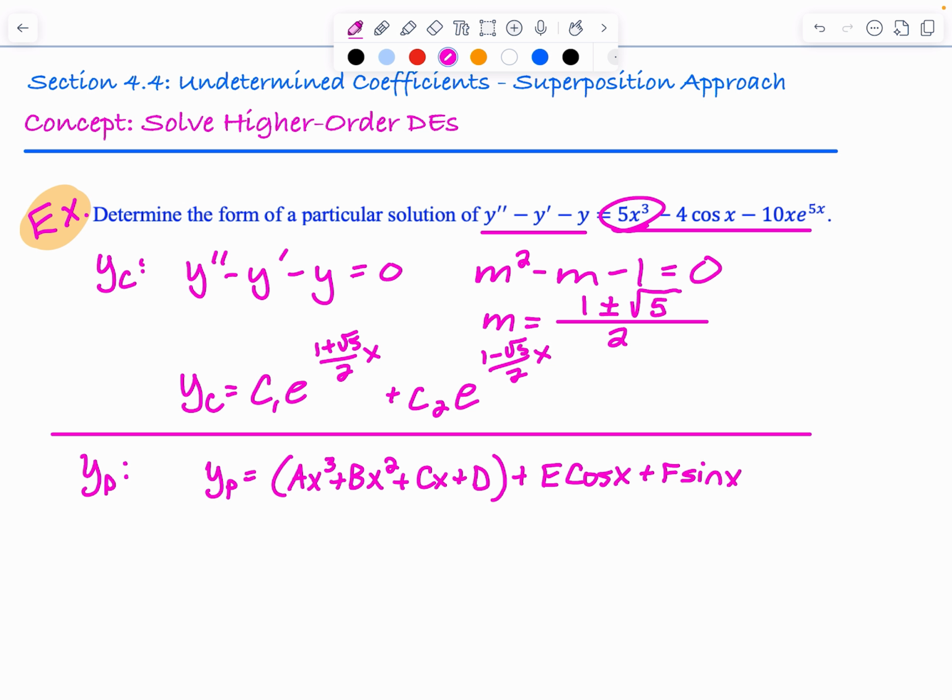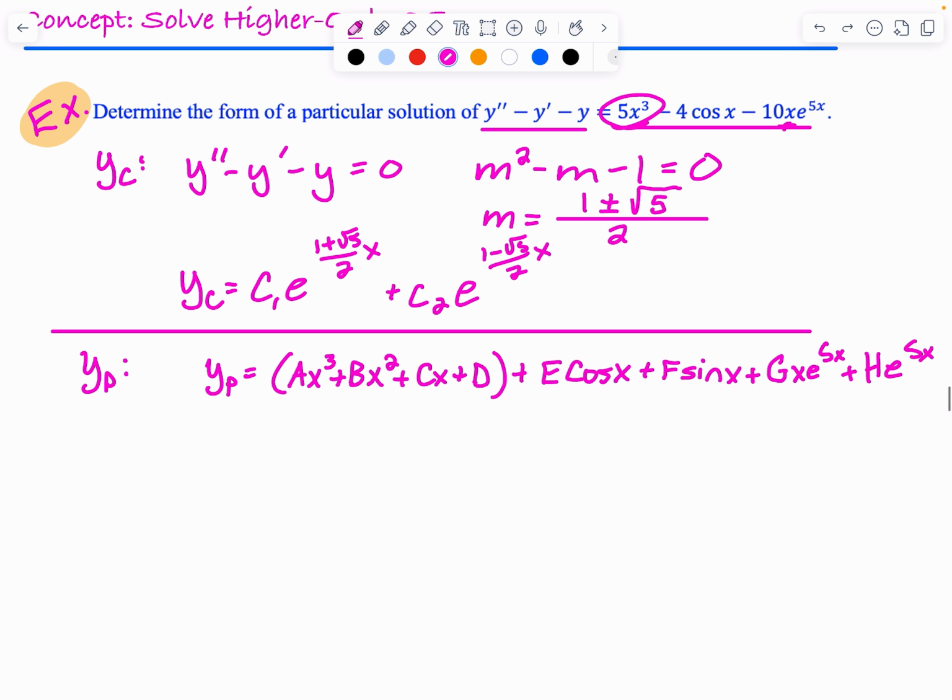And then this next thing is going to be a pain as well, because I'm going to get gx e to the 5x plus h e to the 5x. I have to get both of those because it has an x in it. These don't conflict with that because the coefficient in front of x is different. So there is our absolutely horrible possibility of a solution. The reason I'm saying it's horrible is because of how long it is. I also got to get to the second derivative.